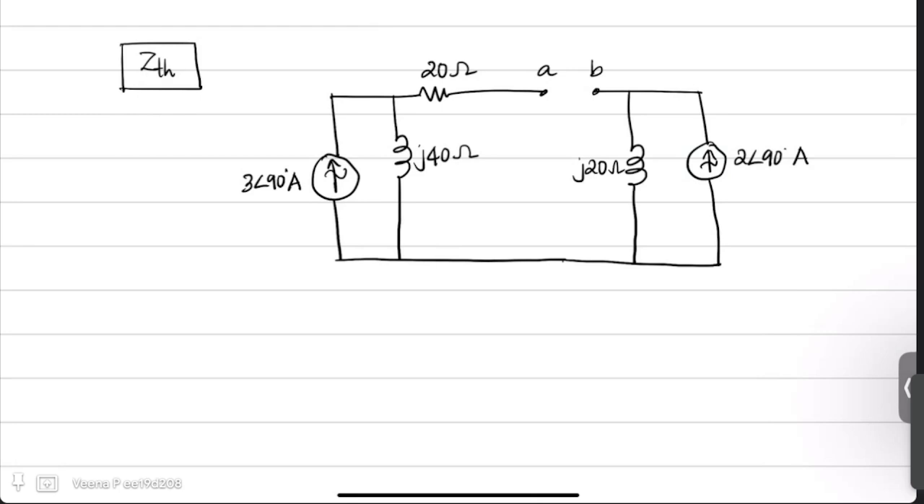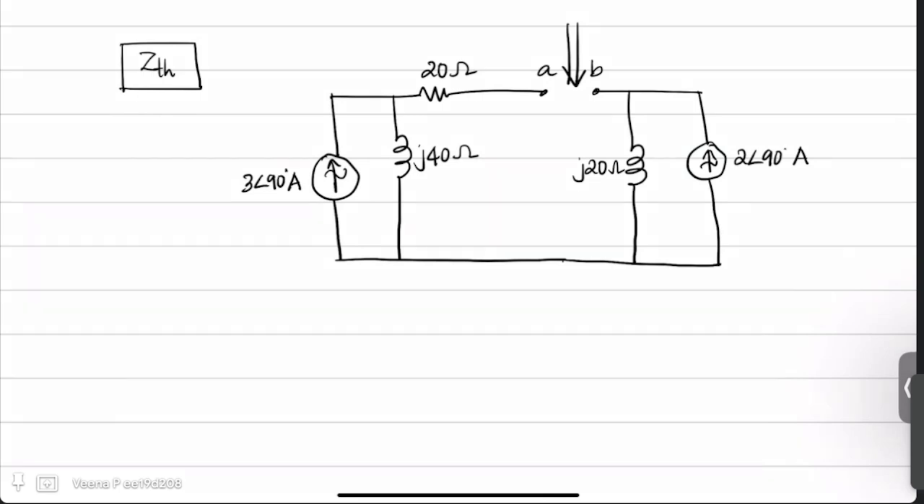Across whichever terminals you are asked to find the Thevenin equivalent circuit, first we should remove the components in between the terminals and open circuit it. But in the given problem, we are already given the open circuited circuit, so we are asked to find the Thevenin equivalent voltage as well as impedance across AB.